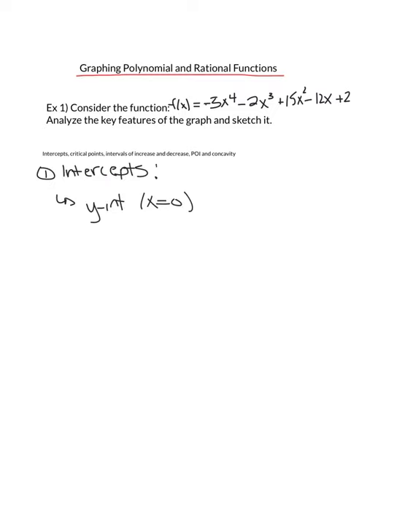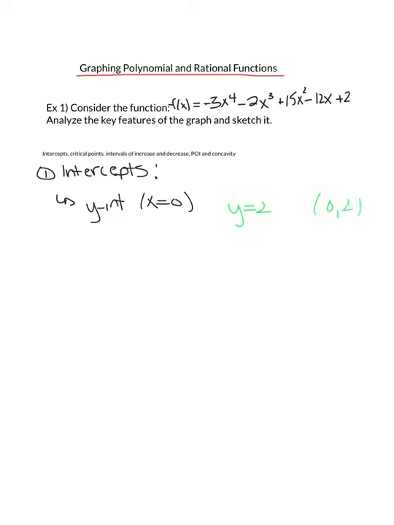So first we're going to be finding our intercepts. I'll start with the y-intercept because it's the easiest. We know that when we have a y-intercept, that means that our x value is 0. So if I plug in a 0 for all of the x's in my original function, I am going to get y is equal to 2. So that means that we have the point (0, 2) on our graph.